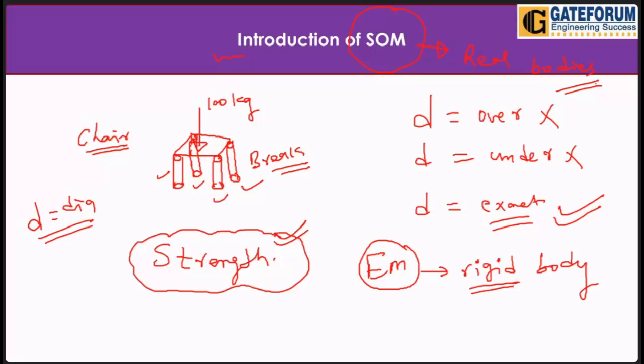The shape and size of every body will change after the application of load, but for a suitable value of load only. Suppose you're sitting on a steel chair and you say, sir, I'm a 100 kg person, I've been sitting on the steel chair for 10 years and the shape and size of this chair is not changing. That means the steel chair is a rigid one? No.